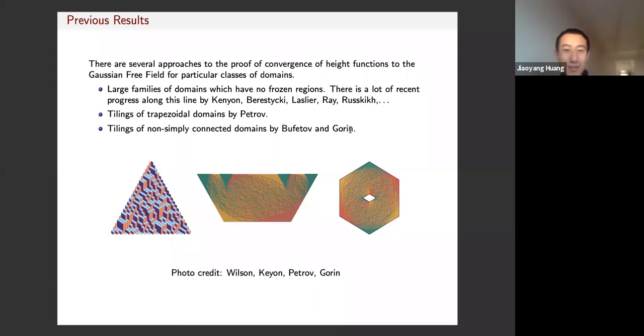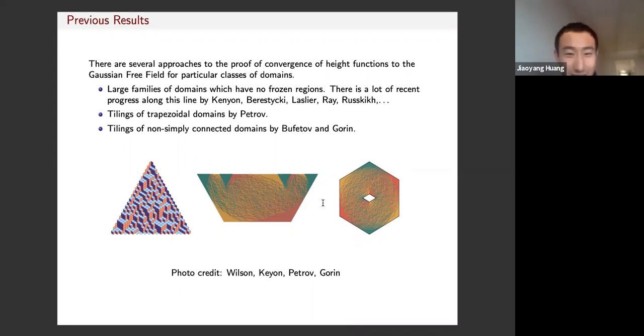The second family of domains we know is like this trapezoid domain. You start with the trapezoid and remove a lot of wedges on the bottom. This is done by Petrov. And this one is equivalent to the Gelfand-Tsetlin pattern. You can write down the partition function explicitly and you can analyze it.